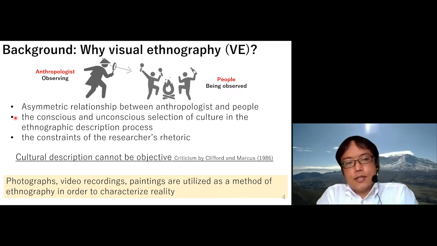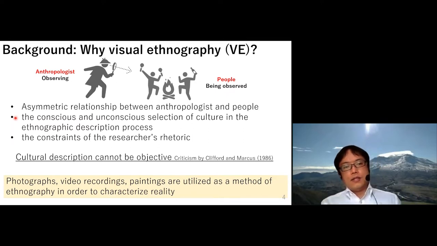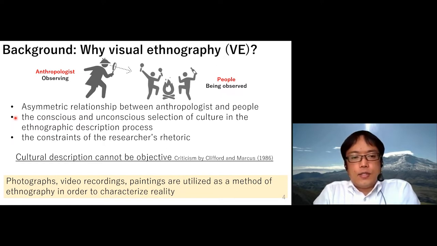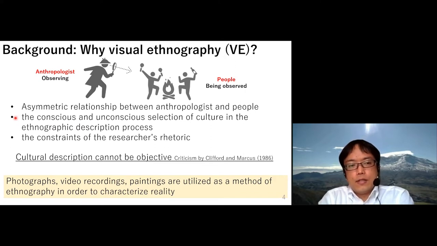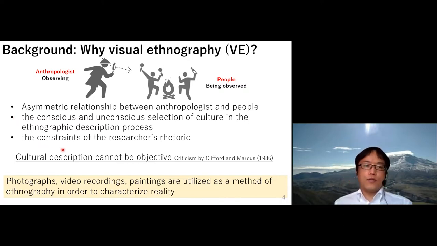Another issue is that conscious and unconscious selection of culture happens in the ethnographic description or writing process. Depending on the interest of the anthropologist, anthropologists write down or describe specific cultural acts, but they may leave out other parts, sometimes consciously, sometimes unconsciously. So this is another difficulty in writing about cultures, and cultural description cannot be objective in this sense as well. And of course, there are constraints of the researcher's rhetoric.